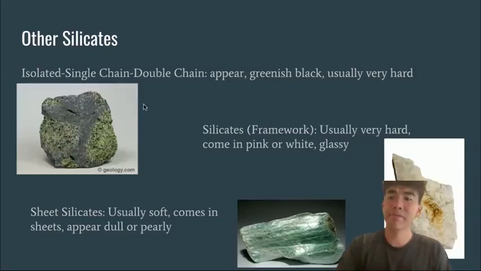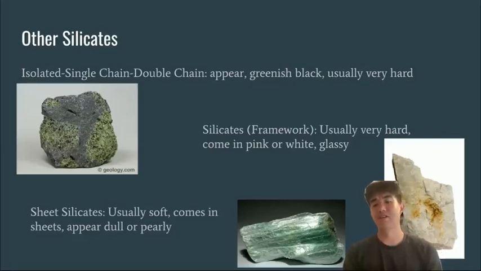Other silicates. There's isolated, single chain, or double chain. These usually appear greenish black, usually very hard. There's framework silicates, usually very hard, come in pink, white, or a glassy texture. And then there's sheet silicates, usually soft, come in sheets, appear dull or pearly. These you can almost just pull apart.